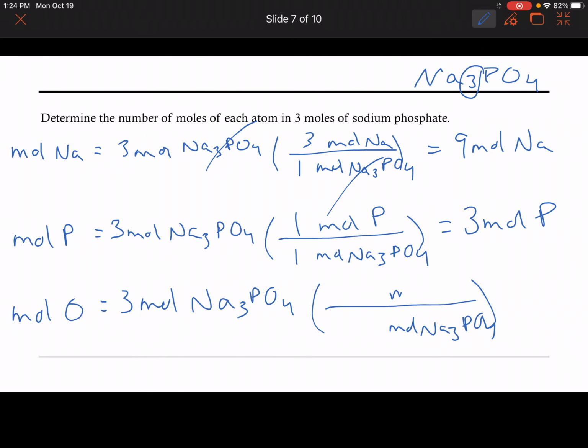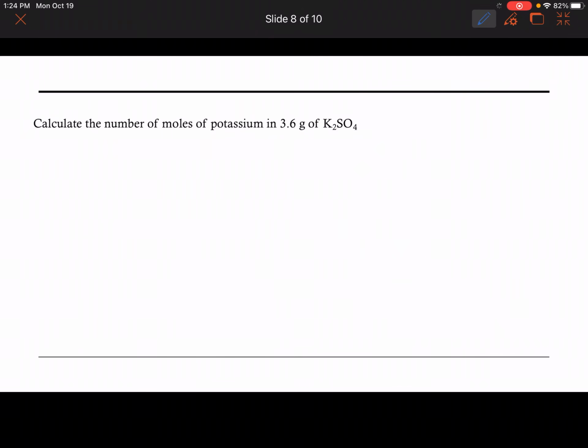On top is going to be moles of oxygen, and the ratio between those, you've got 4 moles of oxygen for every 1 mole. And this is where I get my 12 moles of oxygen. Okay, so that's how you do that. That's pretty basic. It always makes more sense when it's whole numbers, right? Instead of decimals.